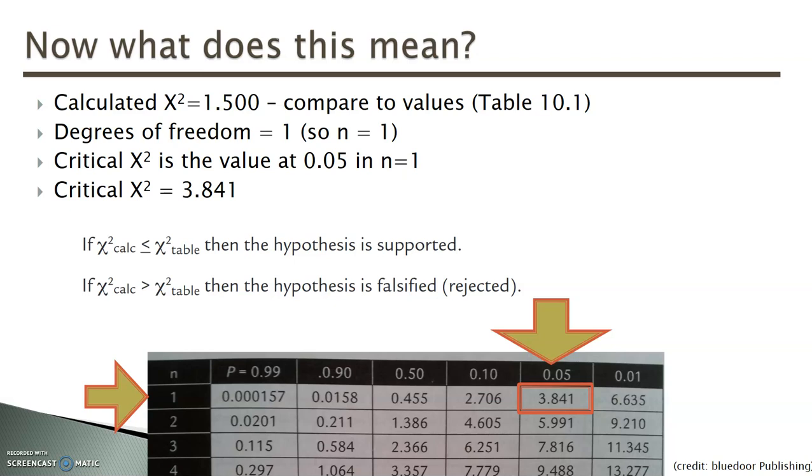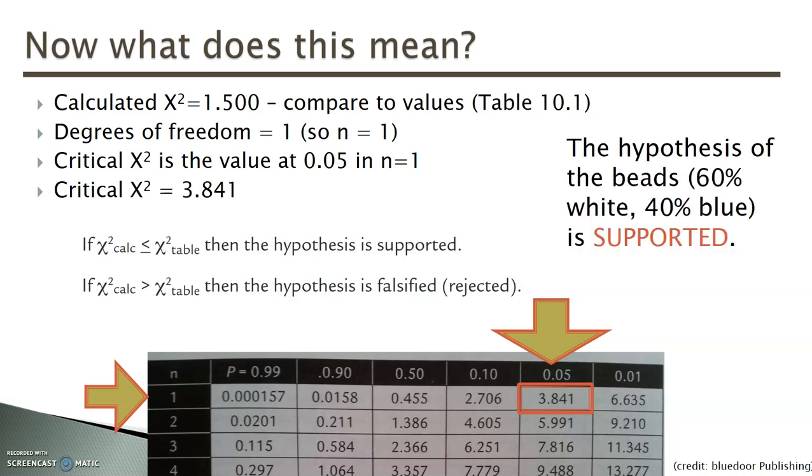So if we are at 3.841, we are supported. If we are at 3.842, we are rejected. So we just have to hit that number. In the lab, you are going to be looking at different experiments and figuring out if your observed value is close enough to your expected. So in this case, our hypothesis was supported.